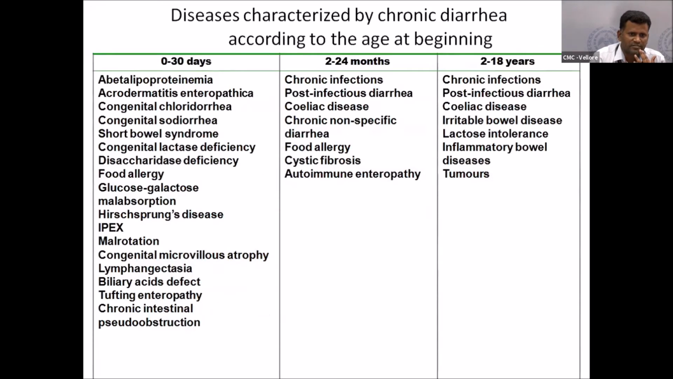So this is a list of etiologies for chronic diarrhea for the infant, and also between 2 months to 2 years and 2 years to 18 years. So if you can see, the congenital etiologies are all in the early age group, and in 2 months to 2 years, it's more of post-infectious diarrhea, celiac disease, food allergy, cystic fibrosis. All these are common in this age group. And 2 to 18 years, it's again more of infection, celiac disease, irritable bowel syndrome, and inflammatory bowel disease that are common in this age group.